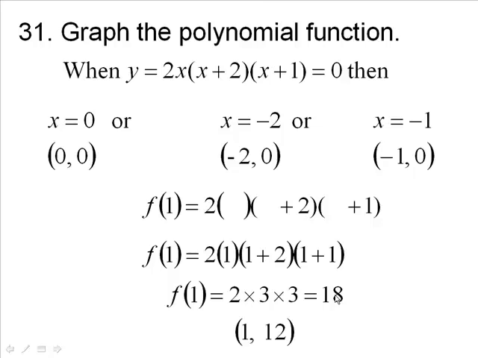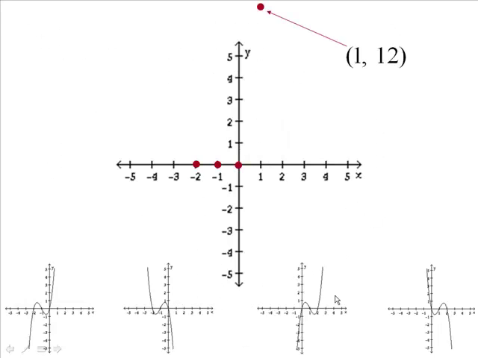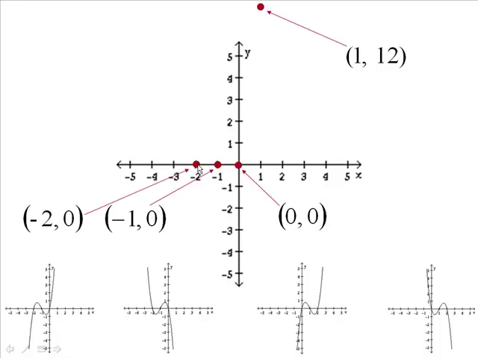Now that gives me some points. Here are the points on my graph right here. Here's one of the points. There's another one. There's another one. And there's another one.